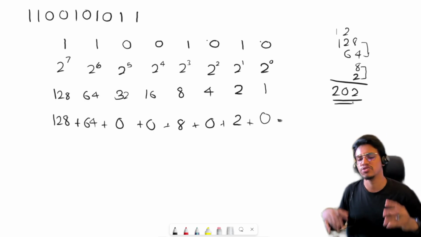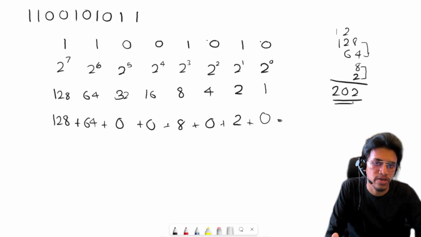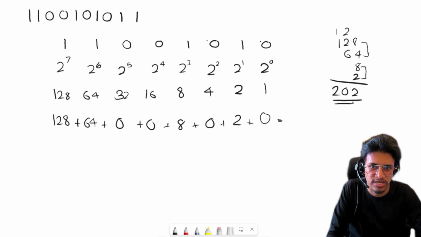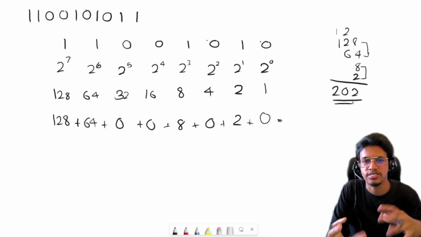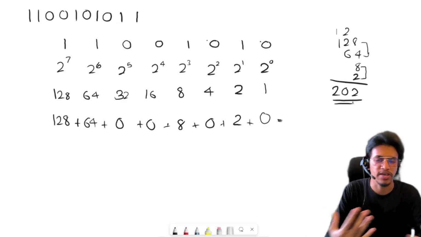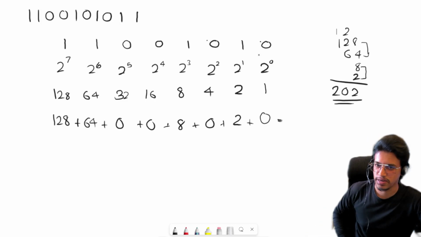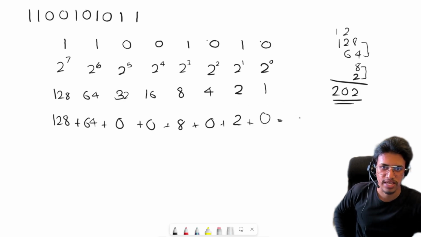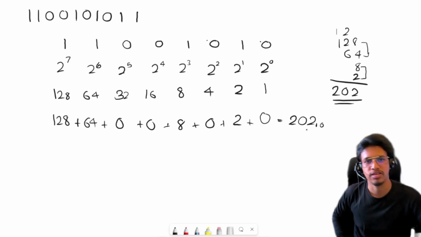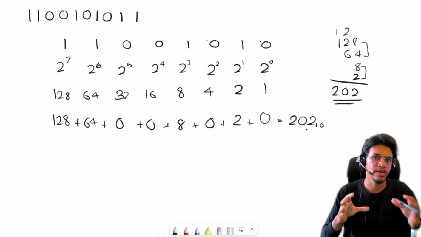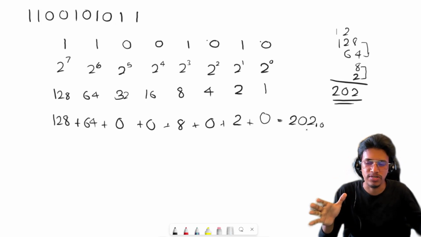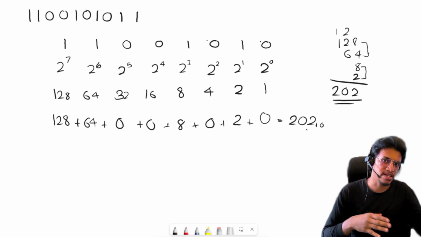Here the math is actually the way you are doing it is totally fine. It's just that this is my way of doing it. You can make your own way. But this method is the same, right? And then we get 202 in denary, right? So this is how we convert the numbers from binary to denary.